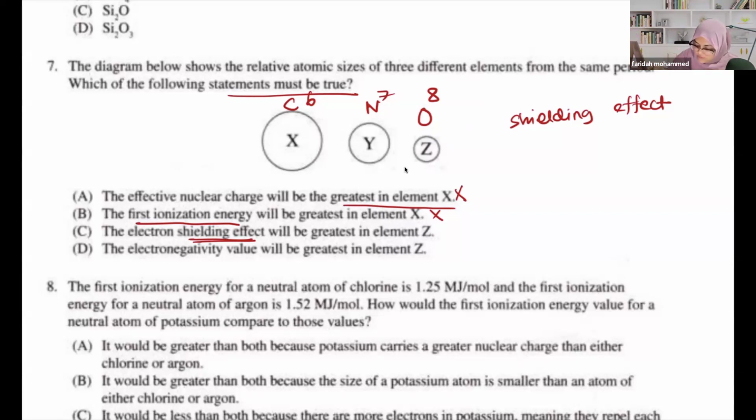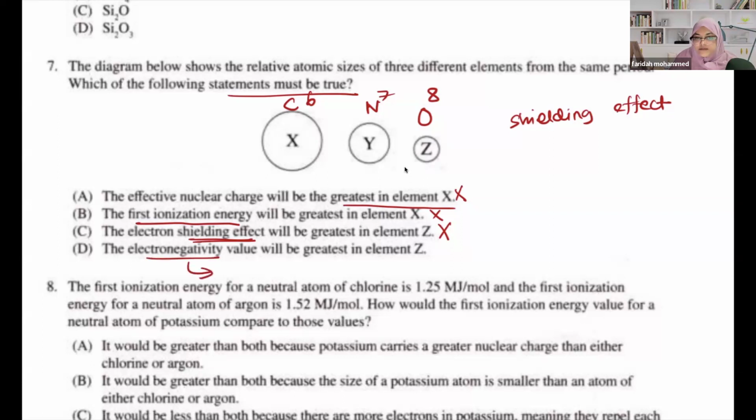So the one with the greatest shielding effect must be in X. Why? Because it's bigger. So this is also wrong. The electronegativity value will be greatest in element Z. Okay, we know that when you have what? A smaller atom. A smaller atom, what is electronegativity again?